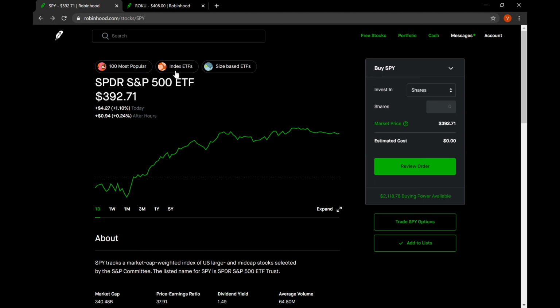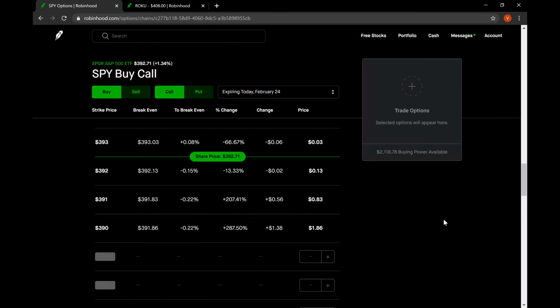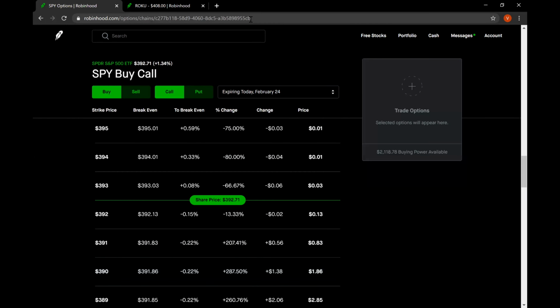So first, you want to get to the trading panel. Click on SPY, which is the first one. It'll bring you to the screen. On the right-hand side, this is where you buy the stock. Underneath it, where it says Trade SPY Options, that's where we click. Once you do that, it'll bring you to the trading panel.